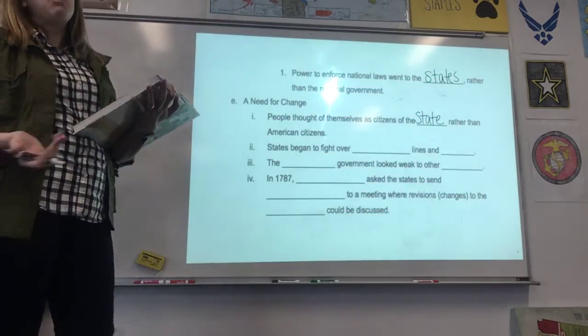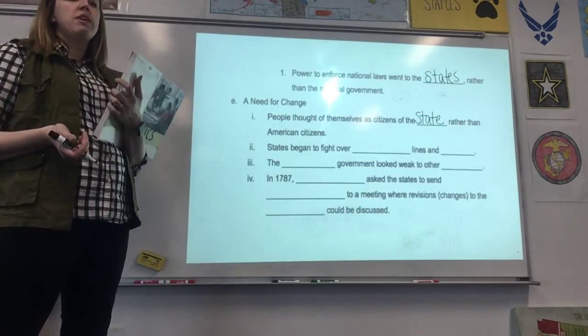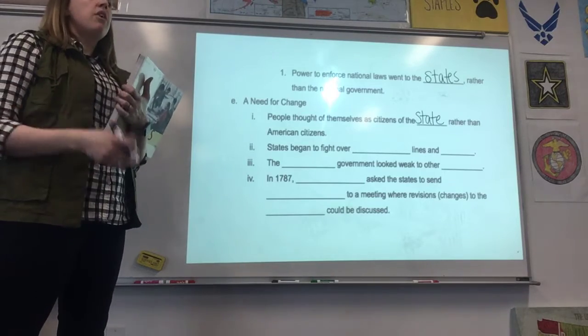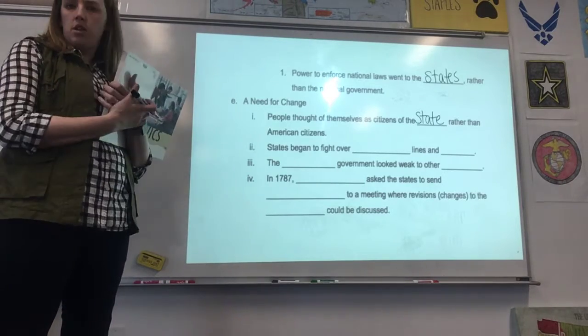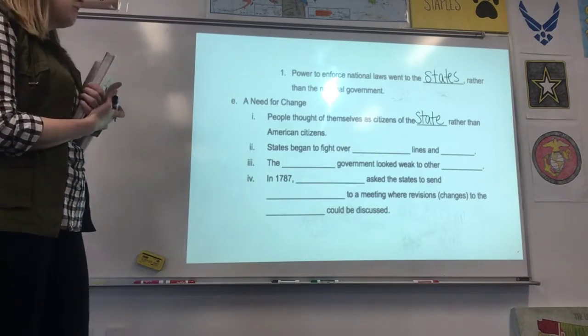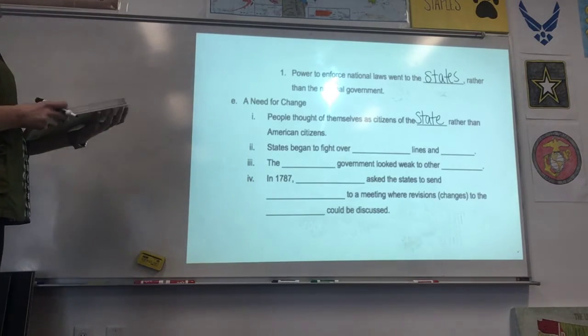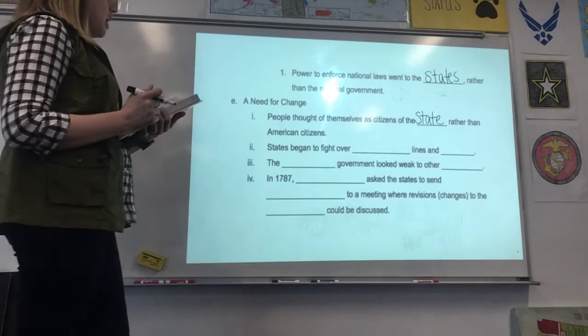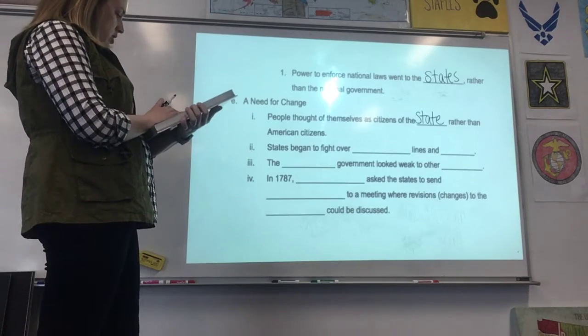So when somebody from another country asks you where you're from, you might say the United States. Back then they would say, I'm from Maryland, okay? They wouldn't say they were in the United States. They would just say Maryland. States began to fight over boundary lines.